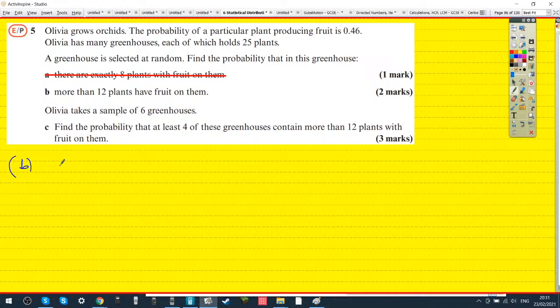So for this, I'll be guessing the upper. I don't think you have to guess with this one. So she grows orchids. Probability 0.46. 25 plants. Oh, so the upper would be 12, the lower would... No, the lower would be 12, the upper would be 25, sorry. More than 12, so it'd be 13, the lower.